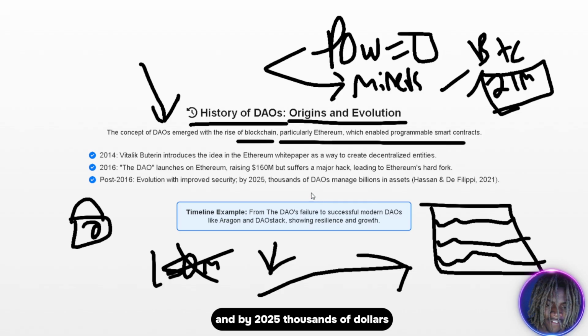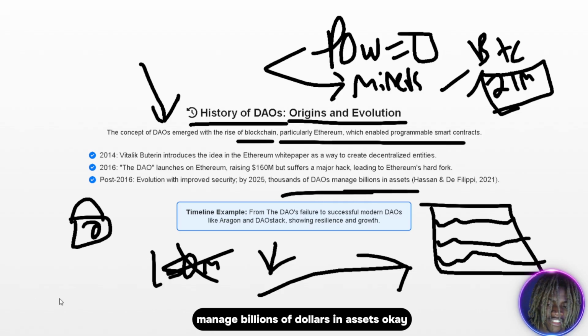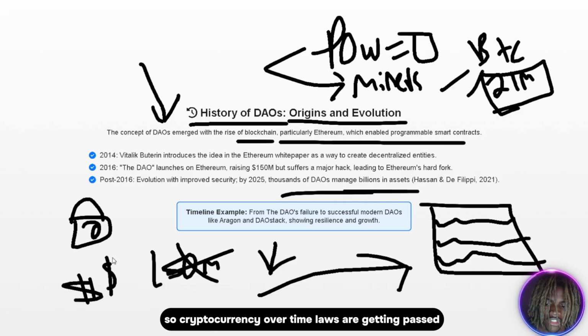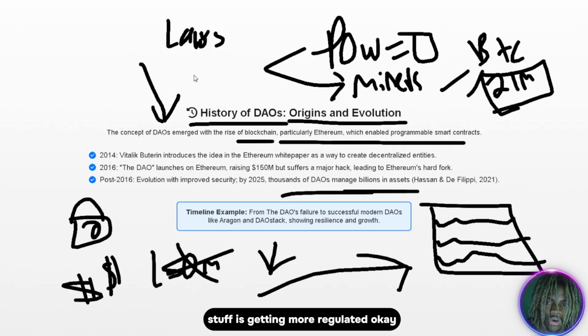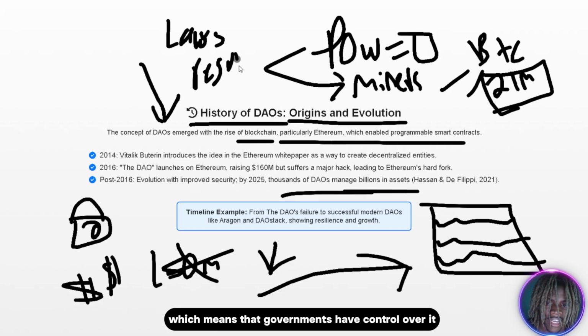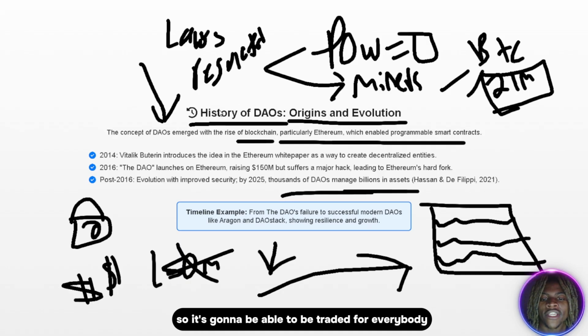and by 2025, thousands of DAOs manage billions of dollars in assets. So with cryptocurrency over time, laws are getting passed and stuff is getting more regulated, which means that governments have jurisdiction over it pretty much, so it's going to be able to be traded by everybody as long as they get their piece of the pie.